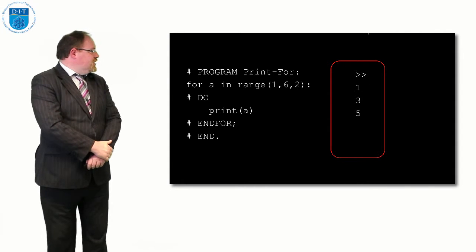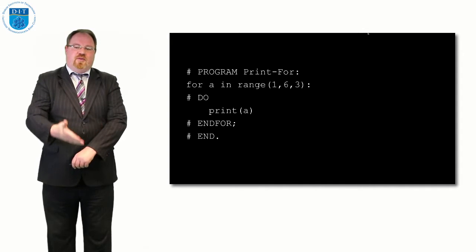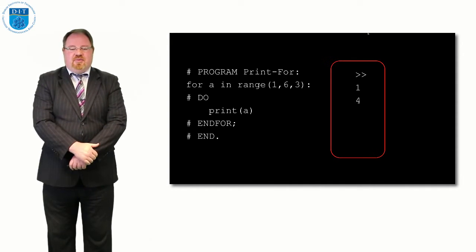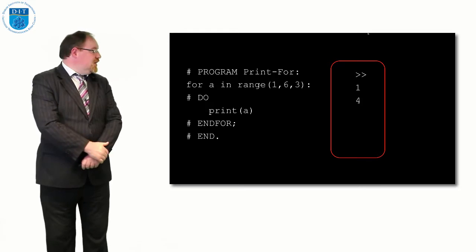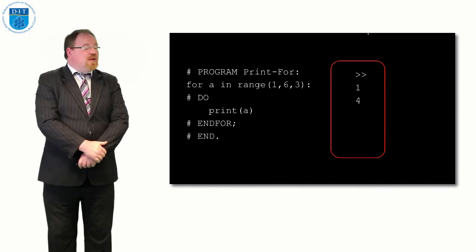If we say 1, 6, 3, what we're saying is start at 1 and add 3 on each time, so we'll have 1, 4. Then the next value will be 7, but because 7 is larger than the value of 6, it'll stop and just give us 1 and 4. And so on. So I hope that helps.